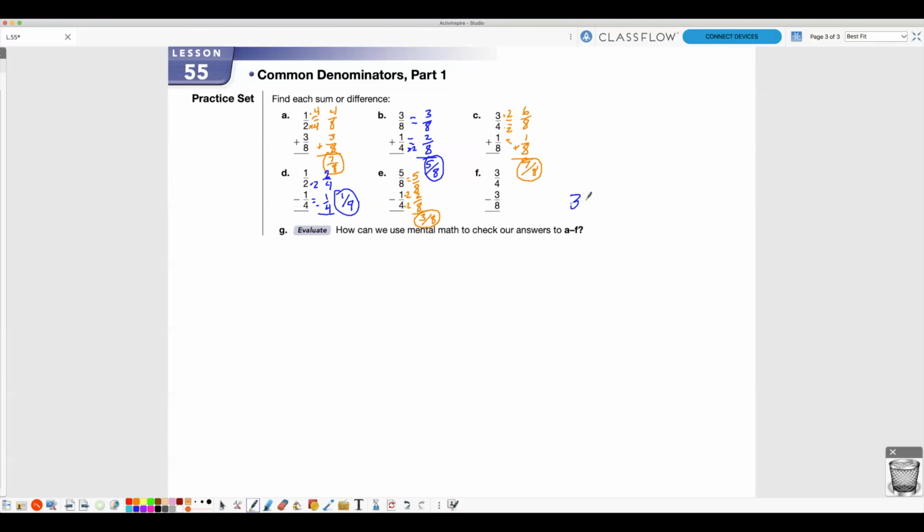So again, you hopefully recognize the 3/8 will stay the same, but for 3/4, we want the denominator to be 8 there, so we'd have to multiply that times 2. This one times 2, you'd end up with 6/8. And if you subtract those, 6 minus 3 is 3, and the denominator just stays the same, 8.